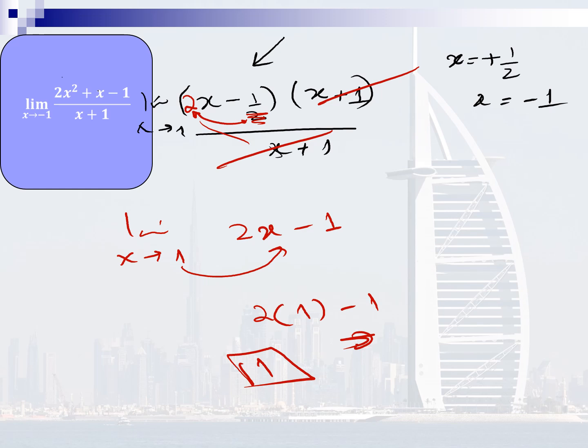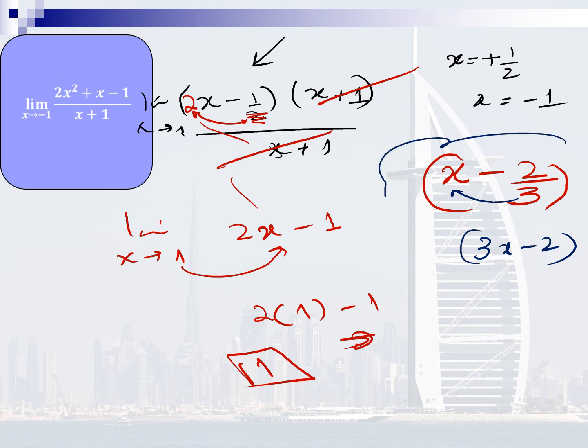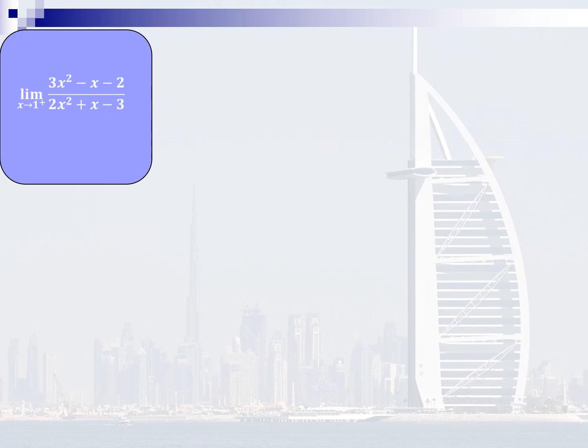So what I meant to tell you is, let's suppose I have a factor x minus 2 over 3. Never ever write the factor in this form. What you have to do? Bring the 3 here. So it becomes 3x minus 2. So this is the exact way to write any factor when the answer comes in the form of a fraction. Let's factor this one.